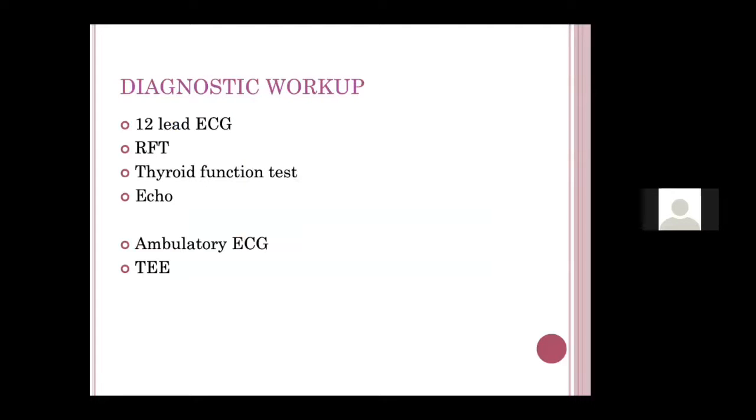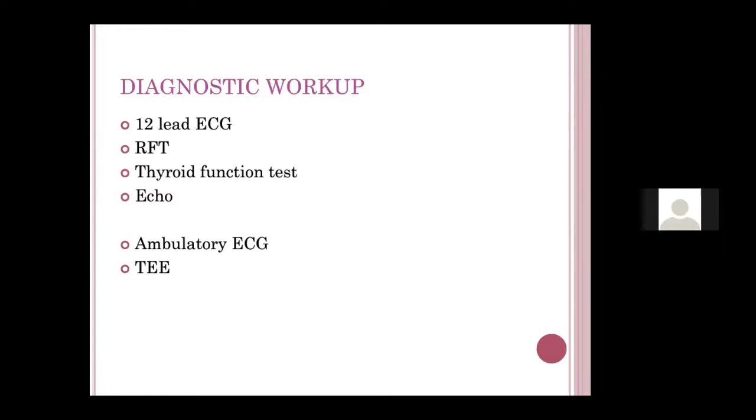So what all tests will you do in the presence of AF? First, 12 lead ECG. As I told you, the importance of 12 lead ECG. Apart from knowing the underlying disease, you should also know the atrial rate, ventricular rate, whether it's AF with fast rate, slow rate, whether you have to go for rate control, rhythm control, or anticoagulation. Renal function tests are important because CKD is an important predisposing factor for AF.